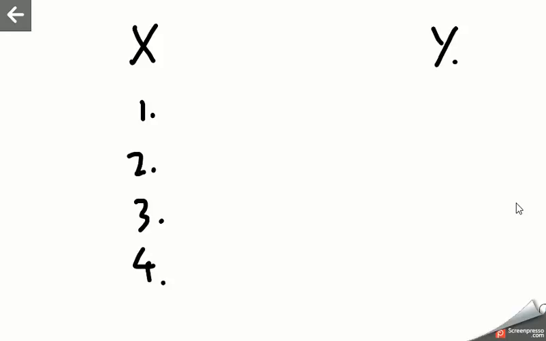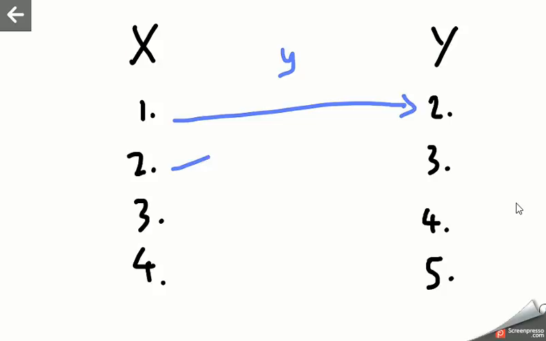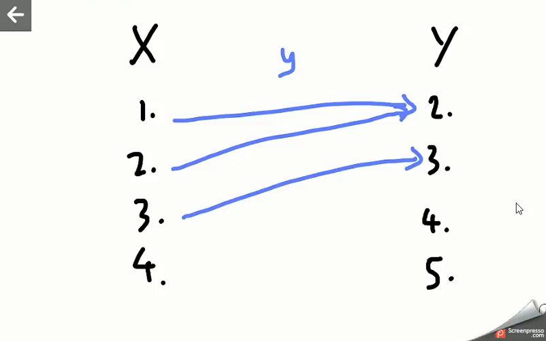And we'll have 2, 3, 4, 5 as our set of outputs, and little y is going to send 1 to 2, it's going to send 2 to 2, it's going to send 3 to 3, and it's going to send 4 to 4. Now, question, is this thing still a function?